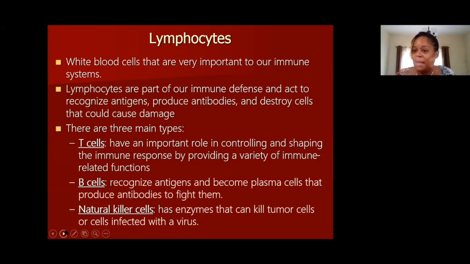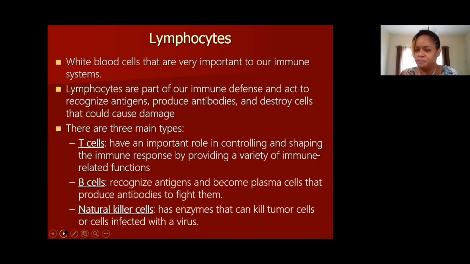So the lymphocytes are part of our immune defense. They act to recognize antigens and produce antibodies, which are very important, especially in the cases of reinfection. So if you were to be reinfected with a virus or germ, you already have this natural immunity because you were first introduced to that virus or germ or pathogen, okay? There are three types of lymphocytes. We have our T cells, our B cells, and our natural killer cells.